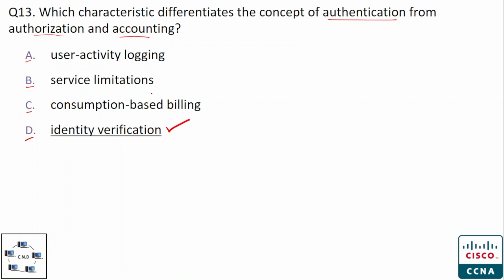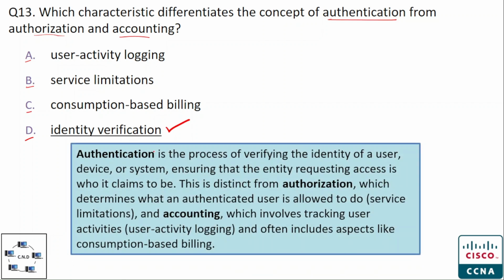used for identity verification. So authentication is the process of verifying the identity of a user, device, or system, ensuring that the entity requesting access is who it claims to be. This is distinct from authorization, which determines what an authenticated user is allowed to do, service limitation, and accounting, which involves tracking user activities such as user activity logging and often includes aspects like consumption-based billing.